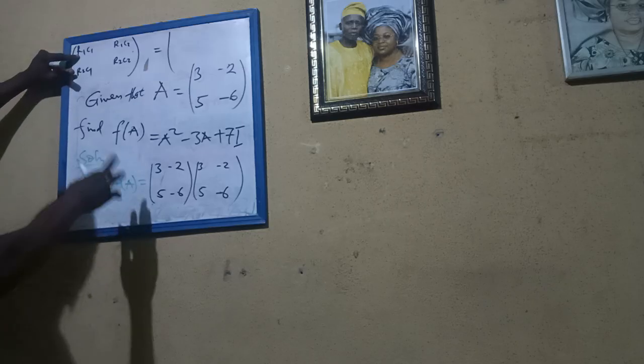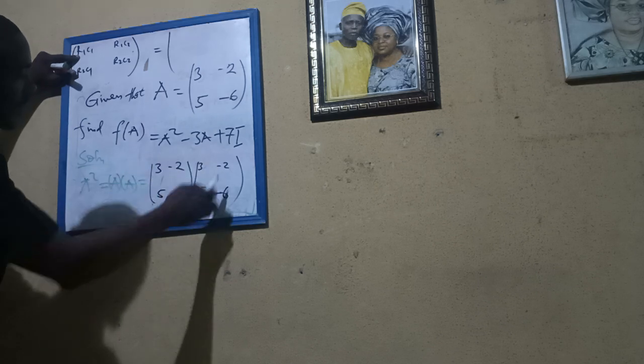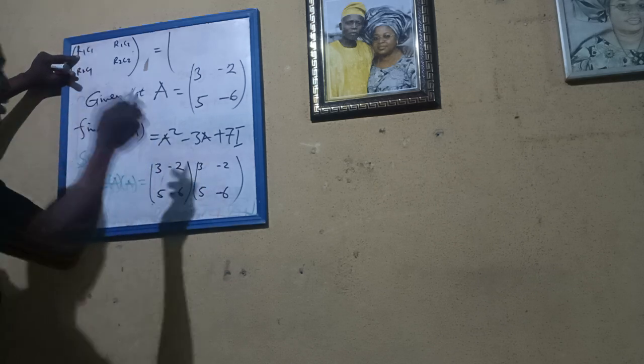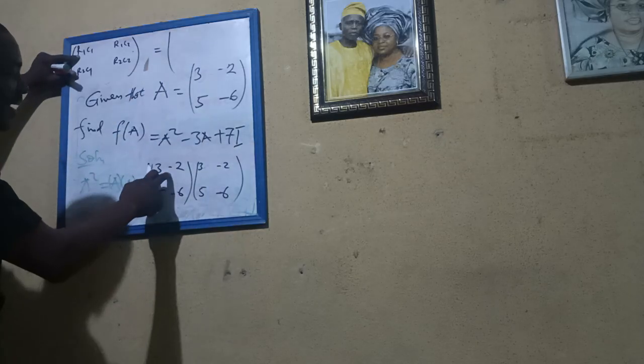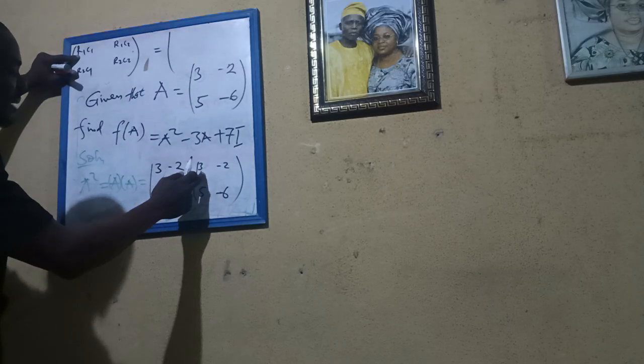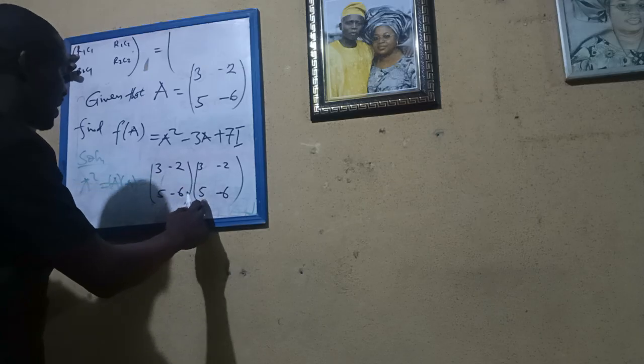So let's see the result of this, because I want to be very professional without wasting much of our time. Yeah, it's our collective time. So let's go. Row 1 multiplied by what? Column 1. This is row 1 multiplied by column 1. That is the result of this place. So let's quickly go. 3 times 3 plus minus 2 times 5. 3 times 3 is 9. Minus 2 times 5 is minus 10.